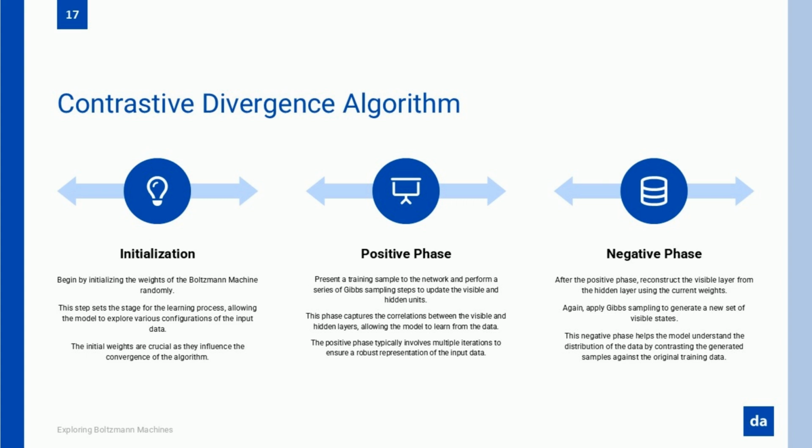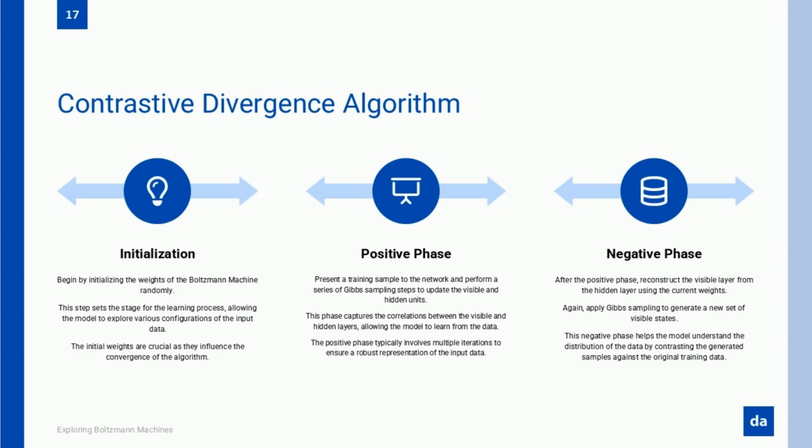At its core, contrastive divergence is an approximate learning algorithm that speeds up the process of adjusting weights in a Boltzmann machine. Instead of running full Markov chain Monte Carlo, MCMC, sampling, which requires the system to reach thermal equilibrium, CD uses a shortcut. It performs only a few iterations of Gibbs sampling before updating the weights. This drastically reduces training time while still capturing meaningful patterns in the data.